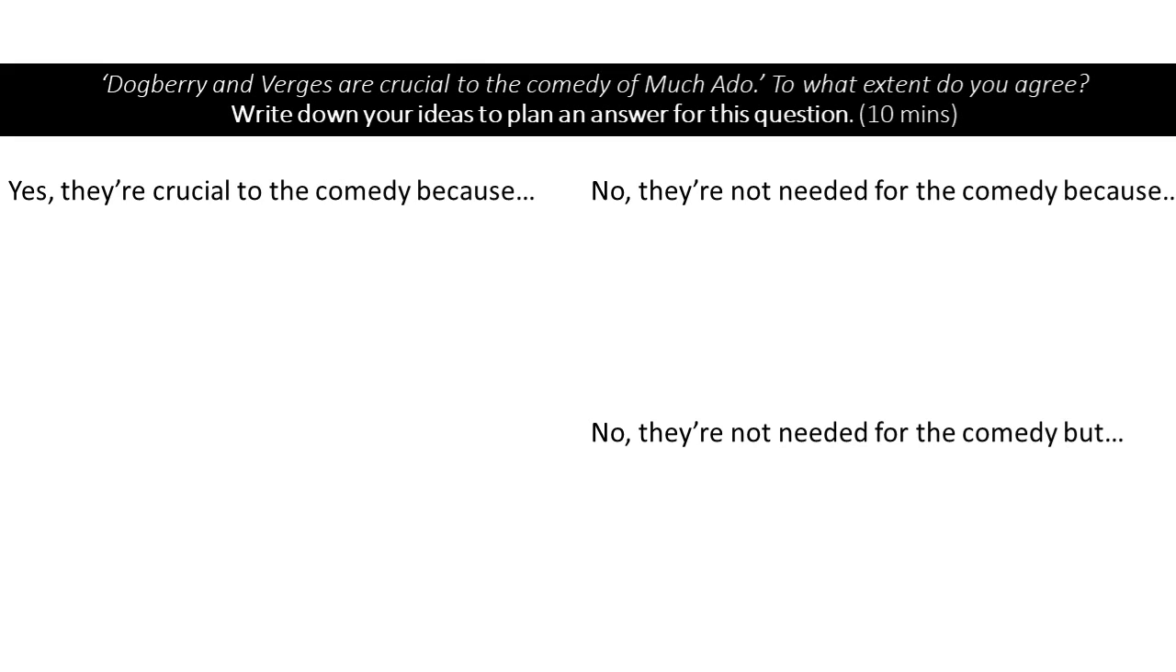Okay, so Dogberry and Verges are crucial to the comedy of Much Ado. To what extent do you agree? Write down your ideas to plan an answer for this question. So, yes, they're crucial to the comedy because. No, that they're not needed for the comedy because. No, they're not needed for the comedy but. So please do jot down ideas for each of those headings.